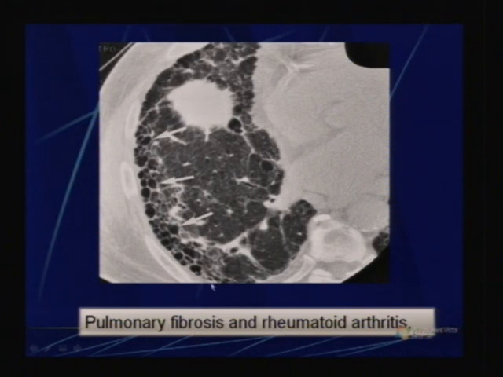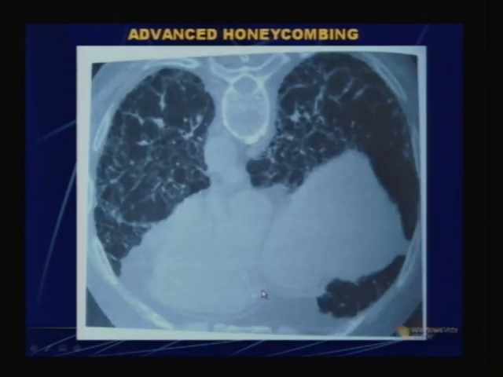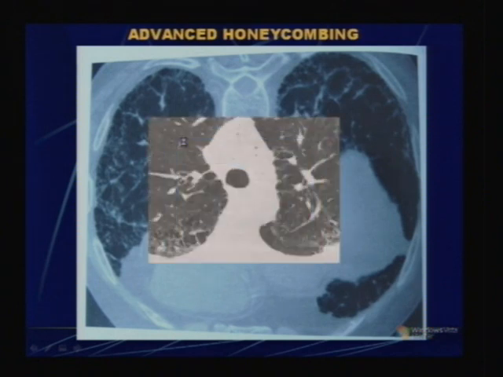Now this is what we call the classical honeycomb pattern. Again, advanced fibrosis seen in a patient with collagen vascular disorder due to rheumatoid arthritis, and you can see here the multiple cystic shadows in the form of a honeycomb. This is another situation, a still more advanced condition of honeycomb, where the cystic spaces have become much bigger and their intervening septa have lost their identity.